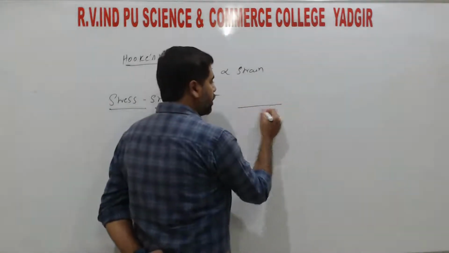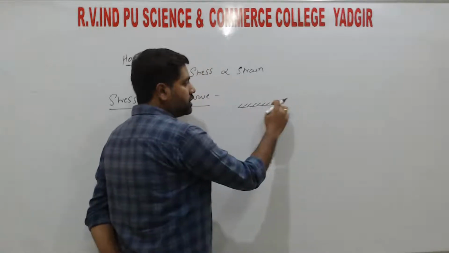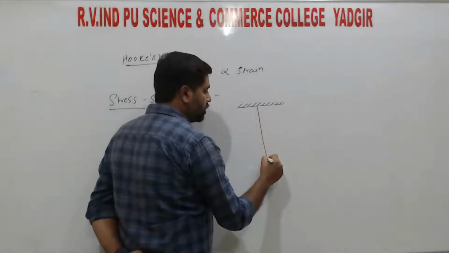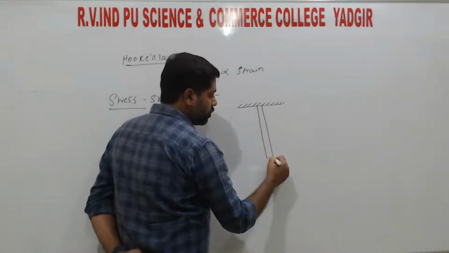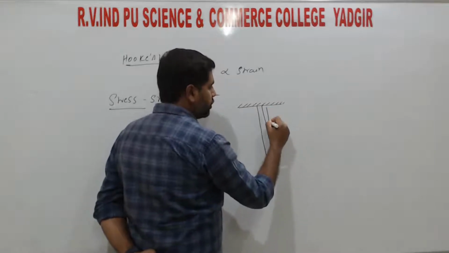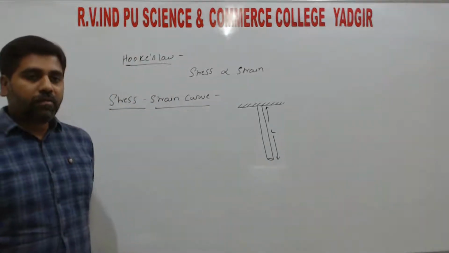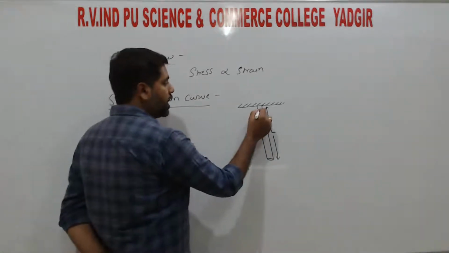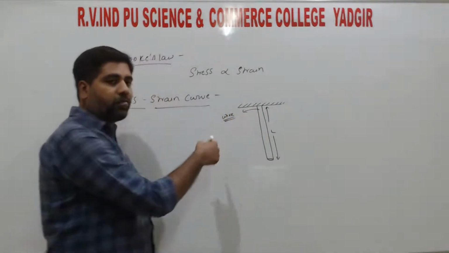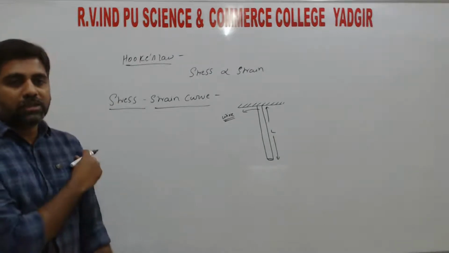One end of the wire is fixed to a rigid support. This indicates the rigid support. To this rigid support, we consider one thick wire of length L. To discuss the stress-strain curve, we are considering one thick wire, right? So this is the wire. We can consider a wire or any material, but here I am going to consider the thick wire.